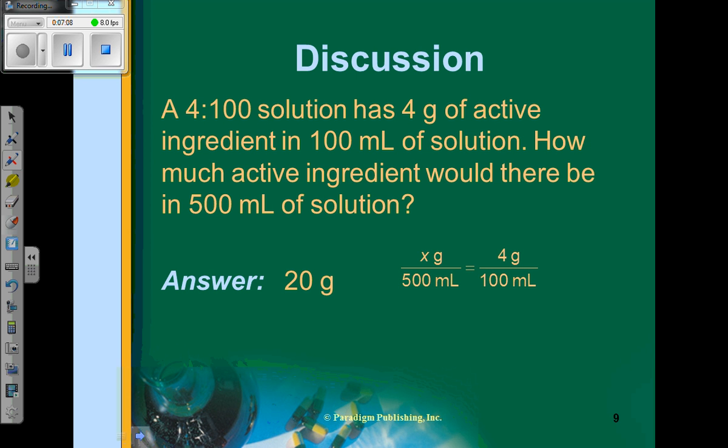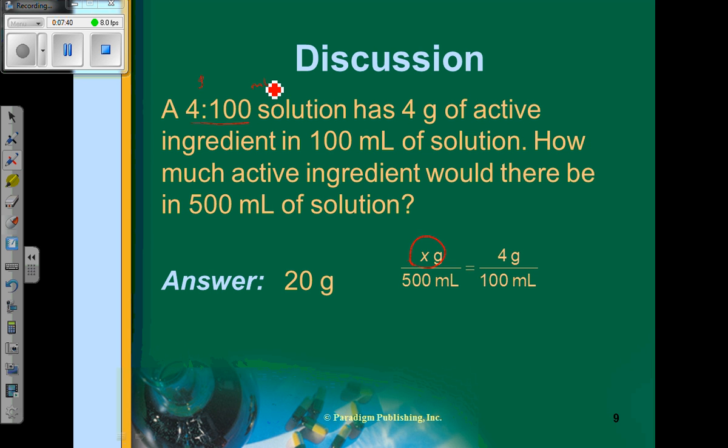Okay, when you want to work with a ratio and proportion, you always have to have 3 parts, and you're usually finding 1. So we're finding X grams. When you have a 4:100 solution, if it does not tell us what units to use, usually the smaller number in the front is going to be grams, and the one in the back is going to be milliliters. Sometimes it will tell us differently, but if it does not, that's what we assume.